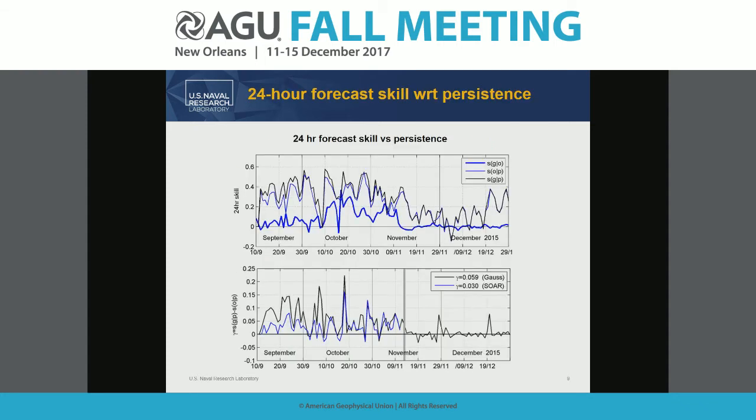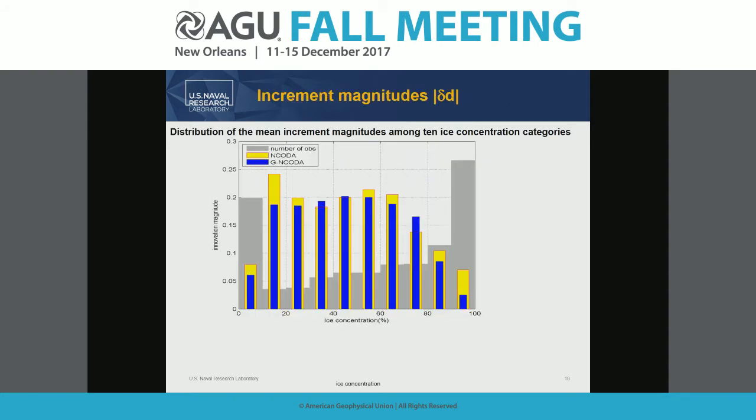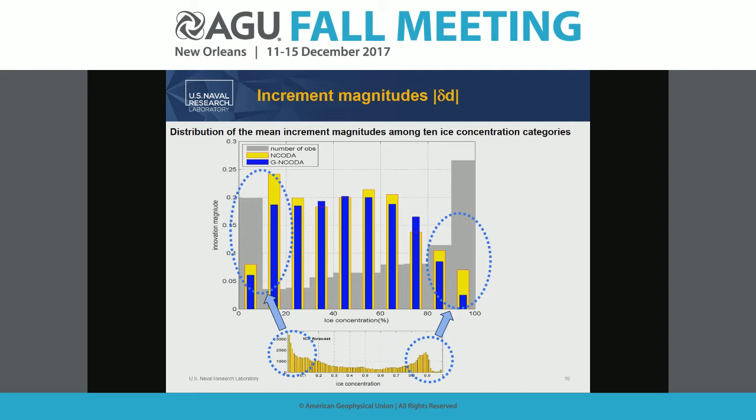So this is an example of a comparison of the 24-hour forecast skill versus persistence. The operational model is shown by the thin blue curve in the upper panel, and the Gaussianized simulation system is the thin black curve. I will just skip these details. This is, from my point of view, an important thing. This is a distribution of the mean magnitudes of the increments among 10 ice categories, between zero concentration and 100% concentration. The blue lines are the magnitude of the increments produced by the Gaussianized system, and they are, on average, shorter than the yellow lines. But what's more important, we get a much higher improvement at the edges of the distribution. So for concentrations which are close to zero, and for concentrations close to 100.